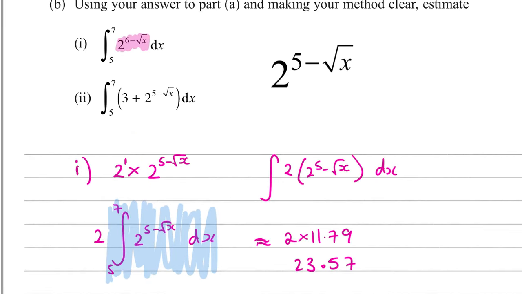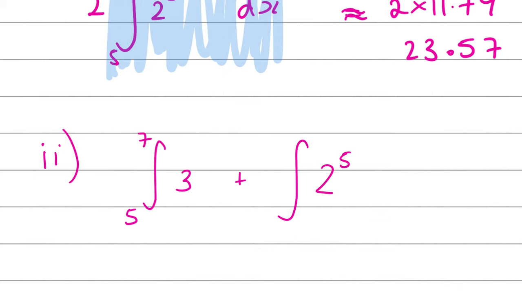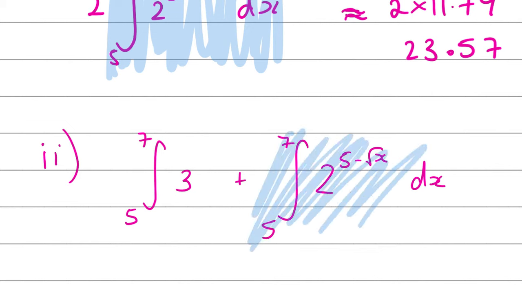Okay? What do we notice about the original one and this one? Spot the difference. So all we've done is add 3. So now we can split them up. Because we're adding them here, technically, we can do the integral of 3 between 7 and 5 plus the integral of 2 to the power of 5 minus root x with respect to x between 7 and 5. We already know that this is what? 11.79.